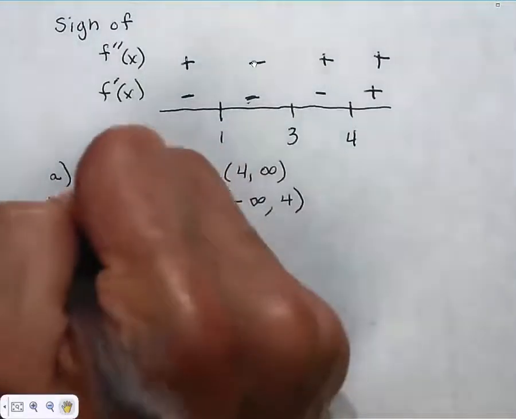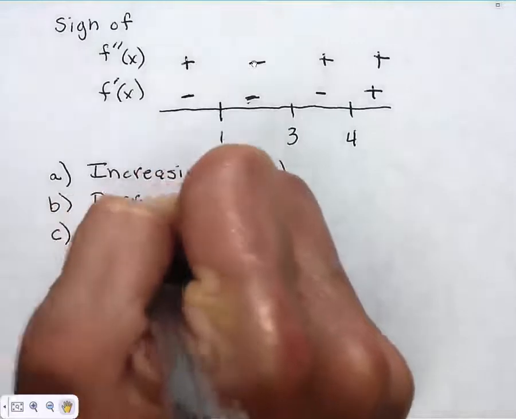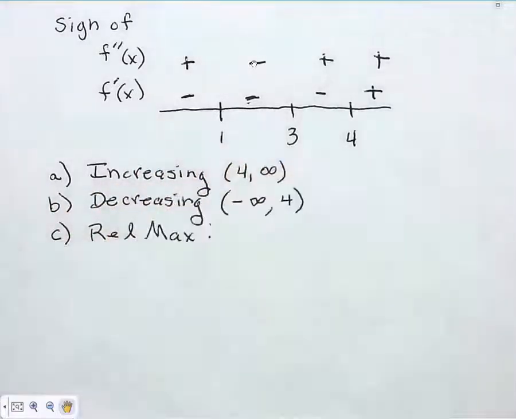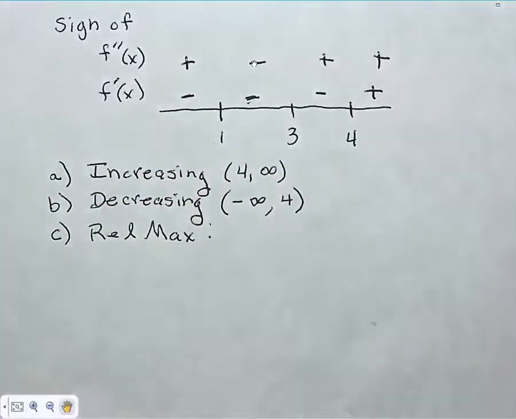C is relative max. Is there anywhere that function changes from increasing to decreasing? No. It changes from decreasing to increasing, but that's a min. So there is no relative max.